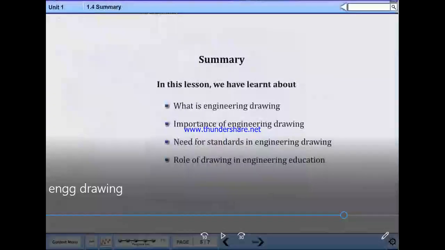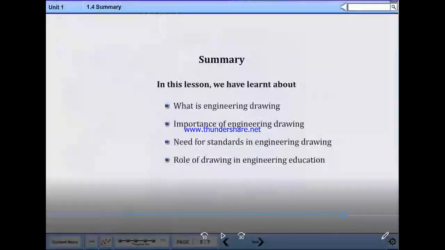Now in this summary, we have learned about the engineering drawing and importance of engineering drawing, the need for standards in engineering drawing, and the role of drawing in engineering education.